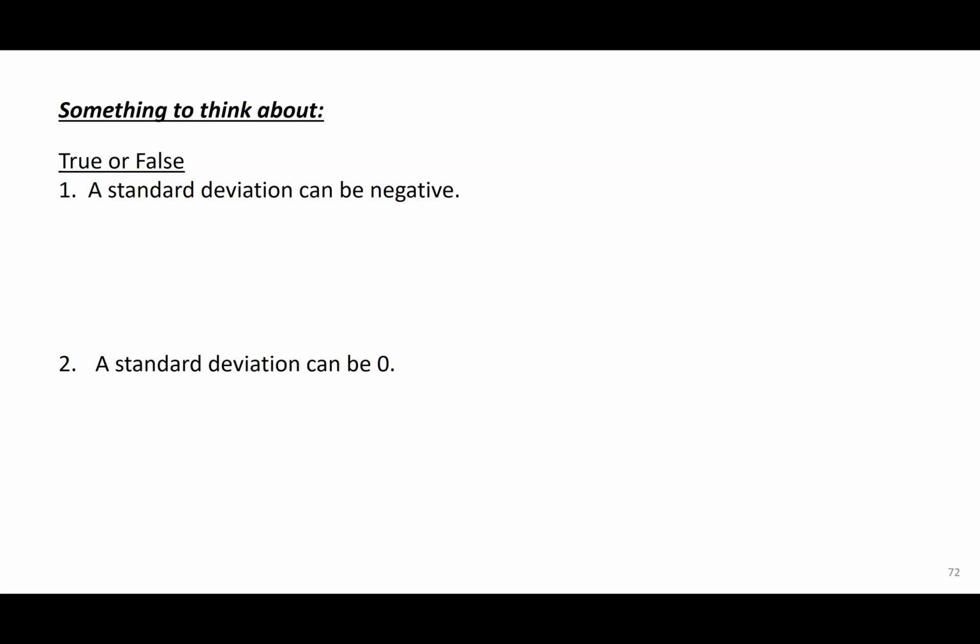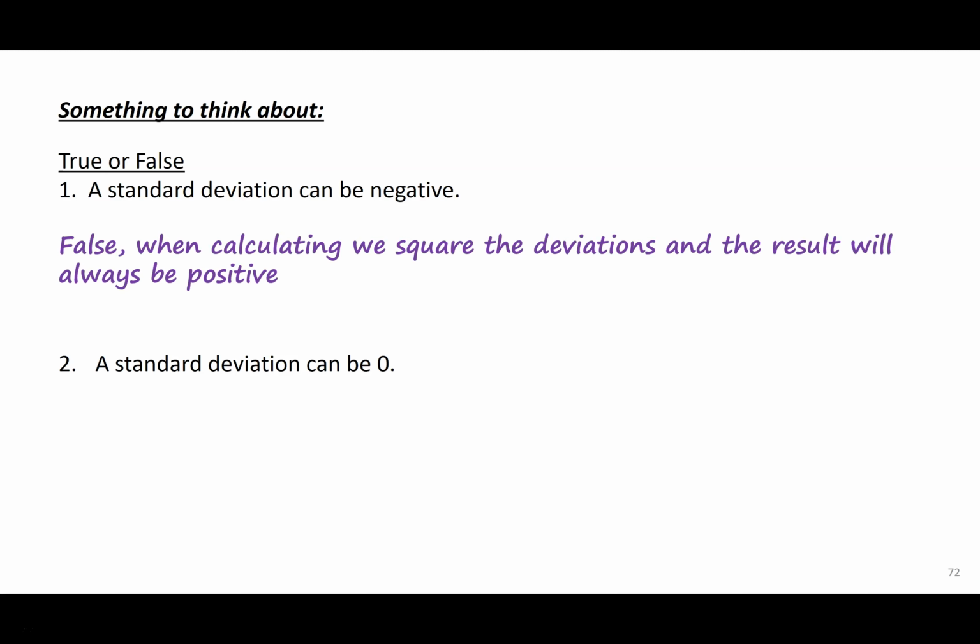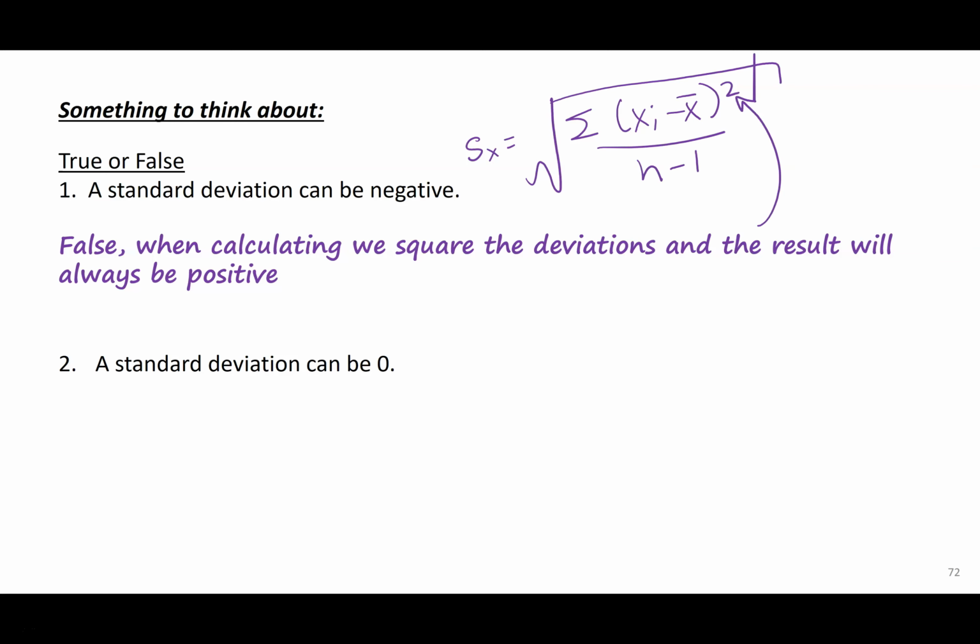So, true or false: a standard deviation can be negative. This one's going to be false. When calculating, we square the deviations, and the result is always going to be positive, or at least it's never going to be negative. That was x_i minus x bar, squared. When we square in here, that forces whatever is under that square root to not be negative.